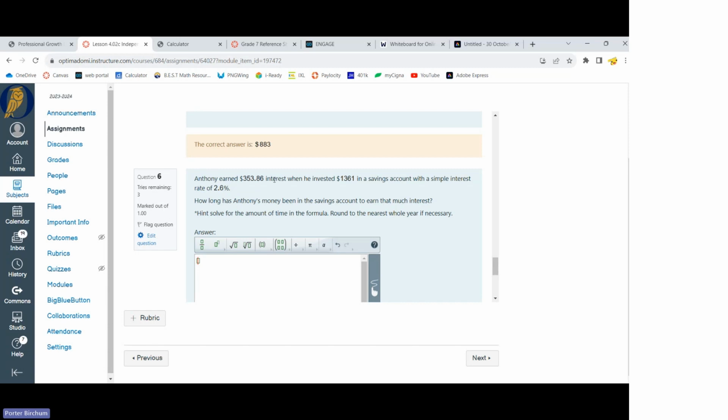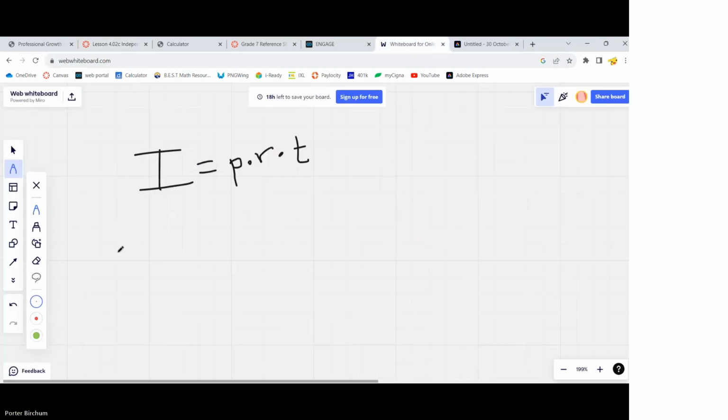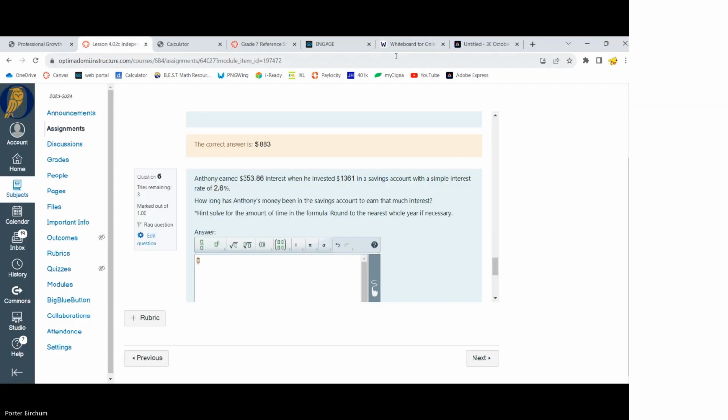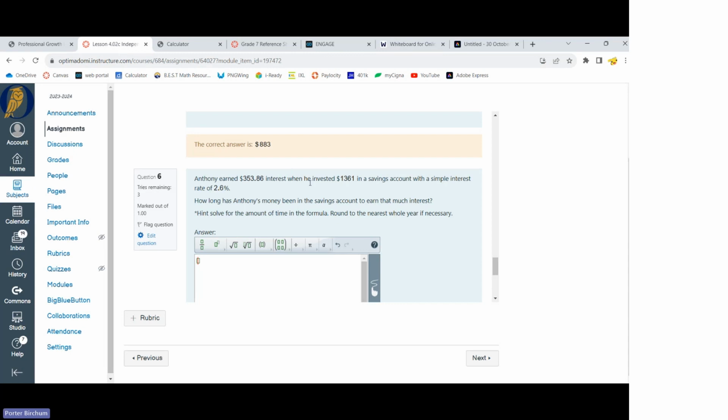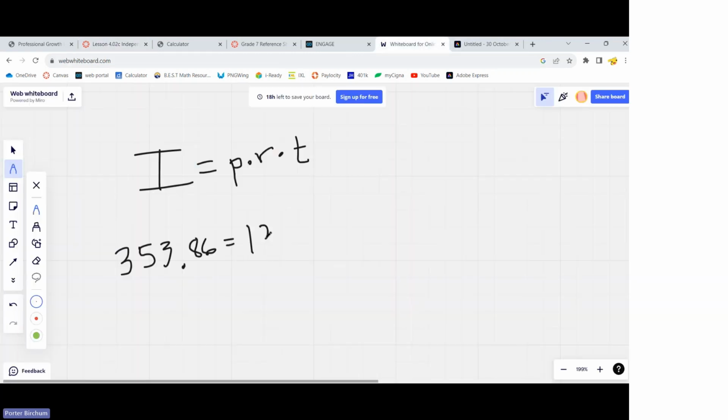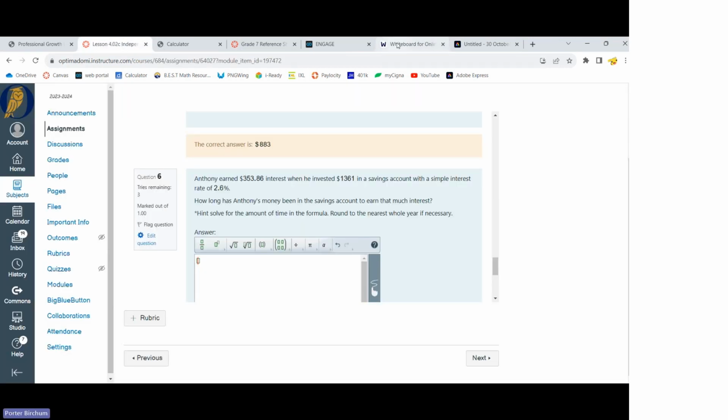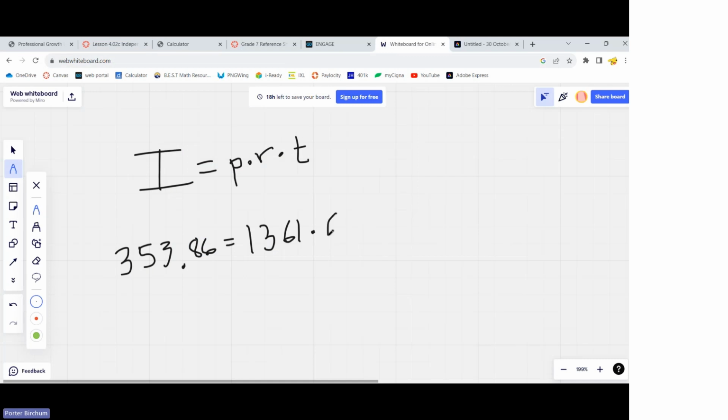He earned that much interest. Okay, so 353.86 is the interest equals what's my principal when he invested? Okay, principal is 1,361 for me. What's the rate? 2.6%. Now I'm going to write that as a normal number, so 0.026 times time.